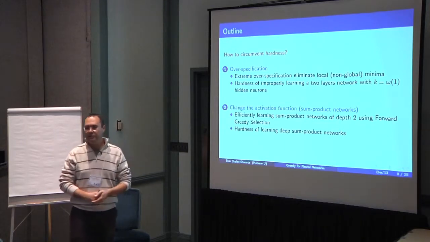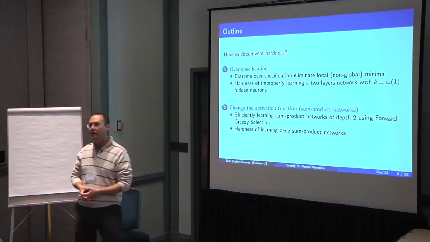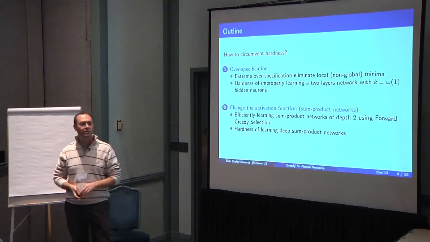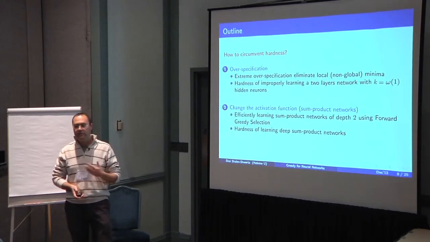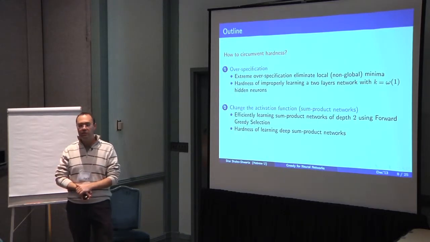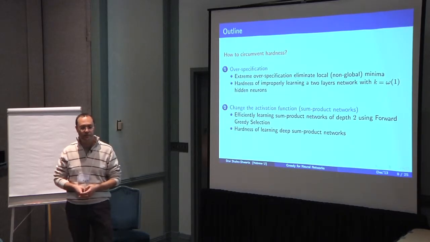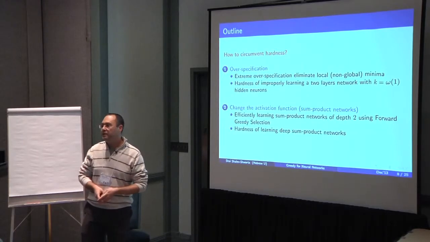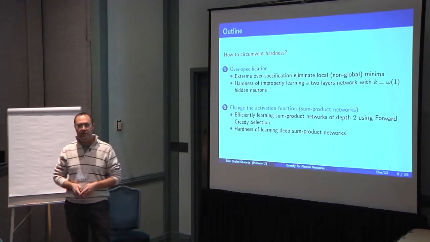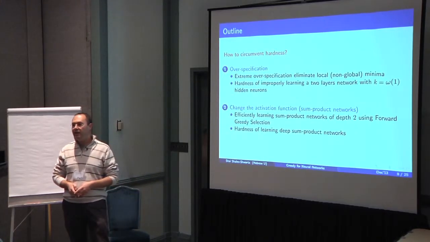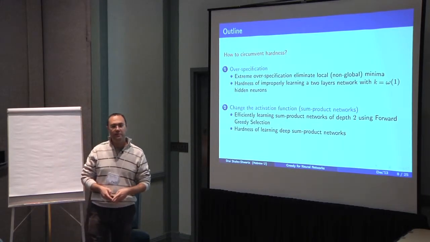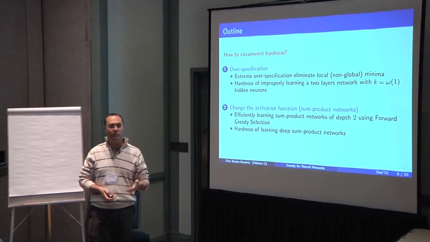OK, so after this long introduction, I will come to the actual outline of the talk. The main questions that I would like to touch is how to circumvent hardness. Ideas of can we come up with network architectures such that training can be made efficiently. So the first idea is called overspecification. And this is an idea I actually heard from Jan LeCun over dinner. And I will tell you about it, and we try to formalize it.